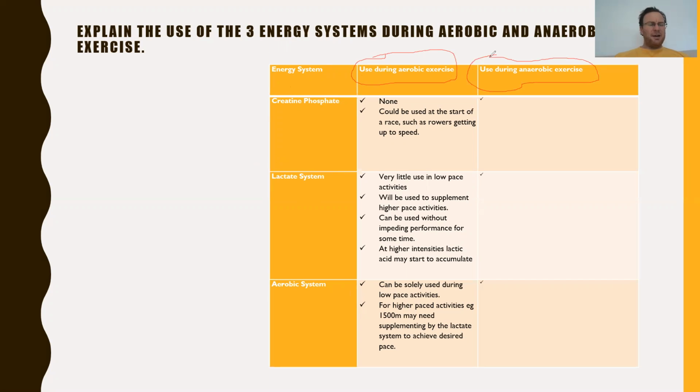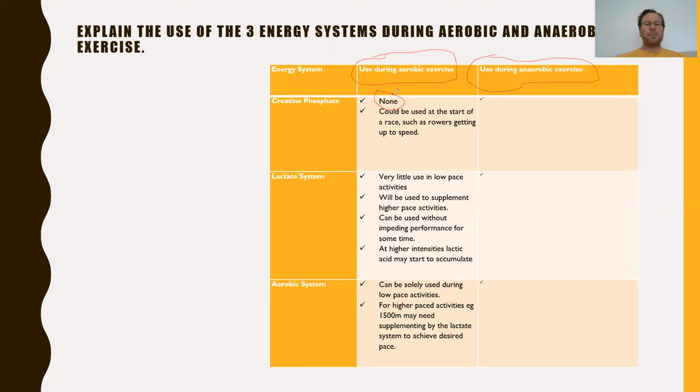It's a very vague question, actually, and you might need to do a little bit of extra explaining. So here, the creatine phosphate used during aerobic exercise, well, it doesn't really get used during aerobic exercise, does it? Because remember, the creatine phosphate system is used in high intensity exercise at about 95 to 100% of our all-out effort.